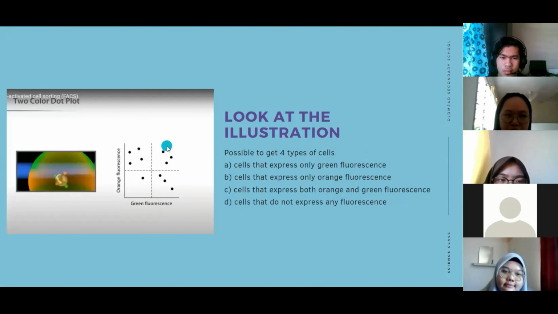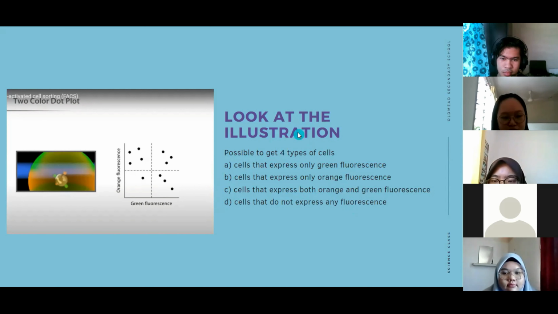And since we label our antibody with two types of fluorescent, which are orange and green, we are expected to get 4 types of cell, which are cell A, B, C, D. But we are only focusing on cell type C, which are the cell that can express both orange and green fluorescence.